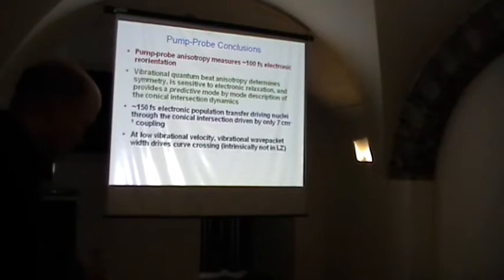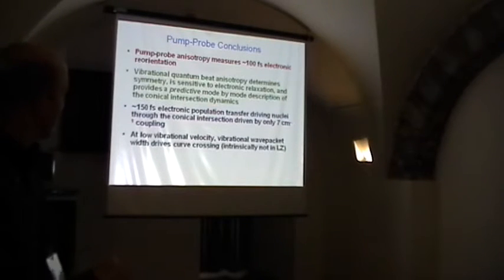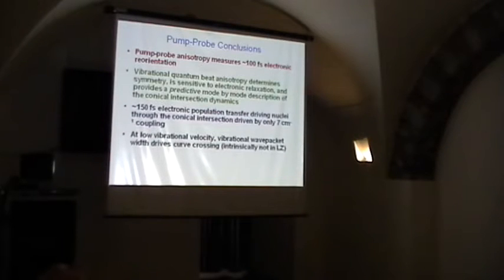So the conclusions from this part of the talk are that the pump probe anisotropy measures 100 femtosecond electronic reorientation, that this can be measured, and that this is predicted from independently measured amplitudes of the vibrational quantum beats that we see. So, this basically means 1 milli-electron volt is driving you in about 100 femtoseconds, which is pretty fast and allows things to be quite efficient.